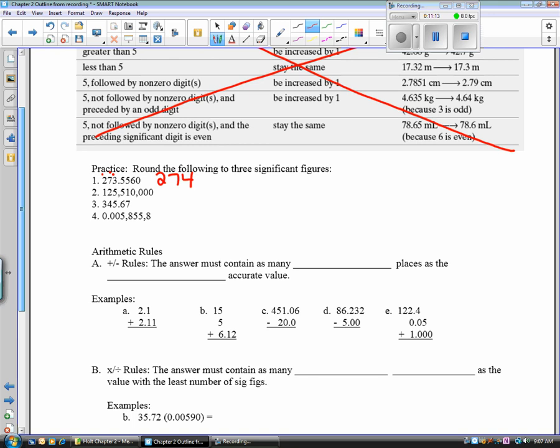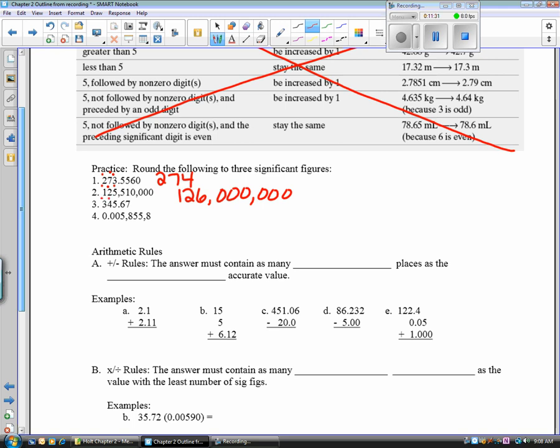Now for number 2, I need 3 significant figures, the 1, the 2, and the 5. So I have 1, 2, 6, comma, 0, 0, 0, comma, 0, 0, 0. You want to keep those zeros in there. They are placeholders. They're important. If you just put 126 instead of 126 million, it's very different. Think about money. $126 million is very different than $126.